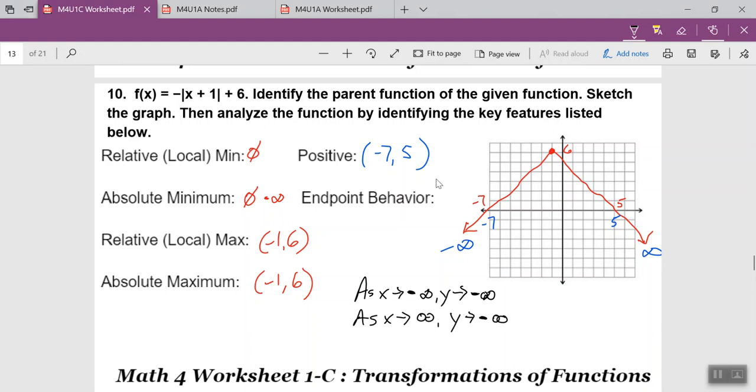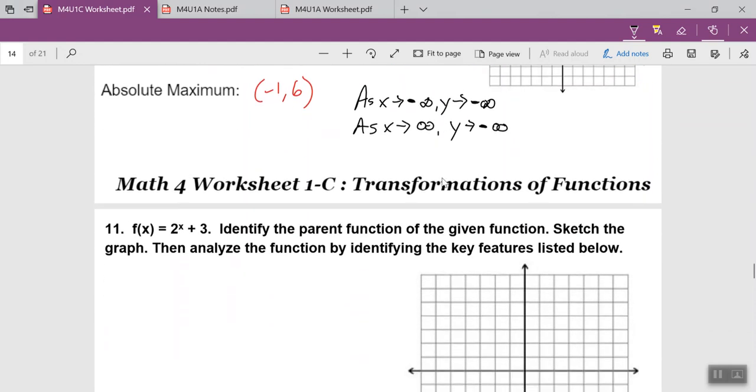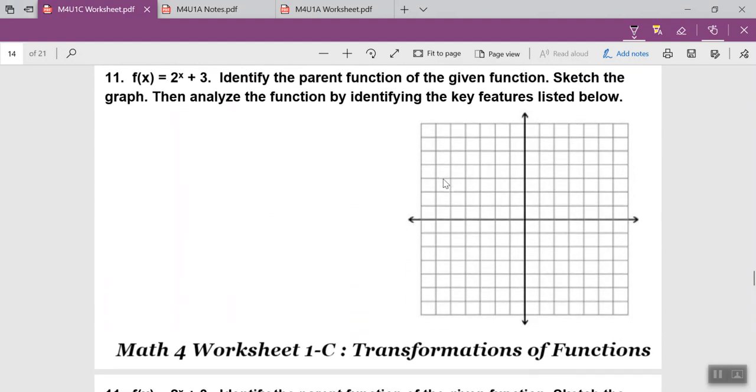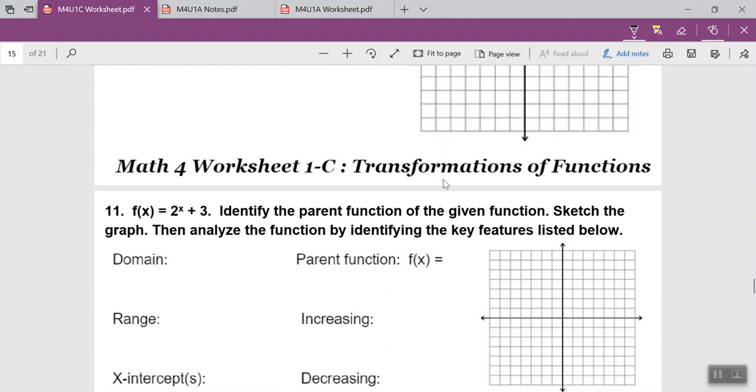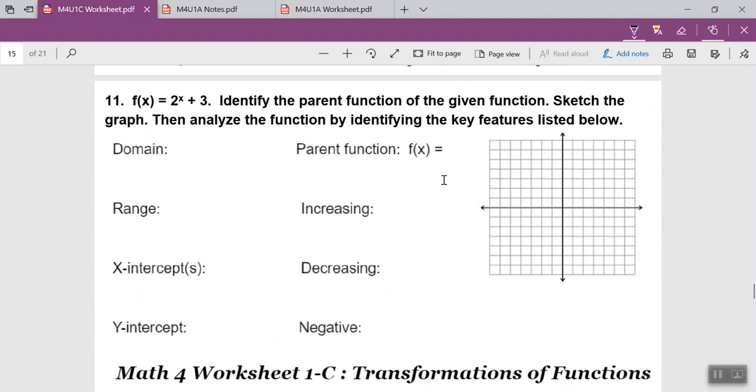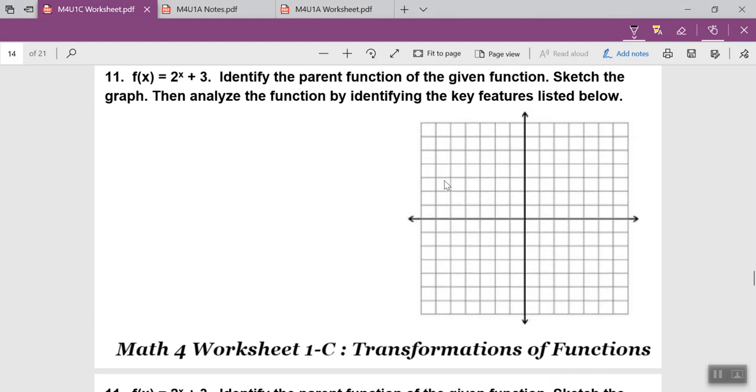So that's going to handle number 10. Number 11 is going to do the same kind of things. I'll tell you what, we're just going to scroll down here, and, well, that's right, we still have to identify the key features. So this, well, I'm still going to do this.